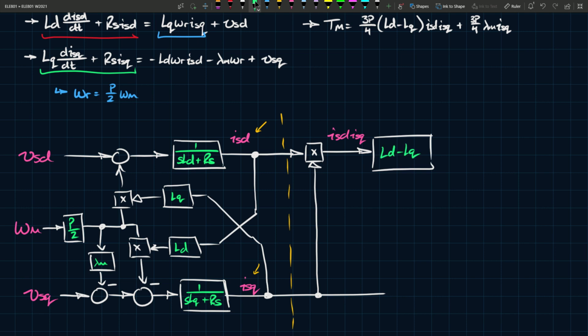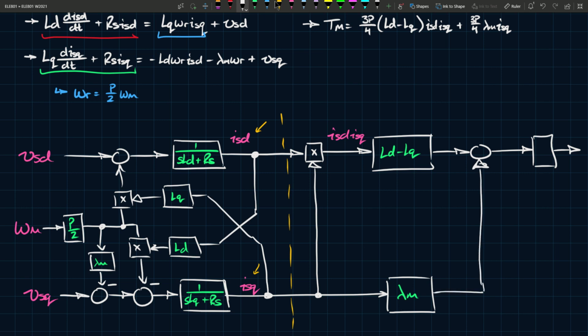And then the output of that will be added to something, and then the output of that will be multiplied by something, and that will be the final output. At the bottom, you have lambda m, because this is lambda m ISQ, right? Now you take the output of that and add it to this other term that you just generated. Then the whole thing at the end is multiplied by 3p over 4, and that generates Tm. So we've just taken these three equations and developed a block diagram model.